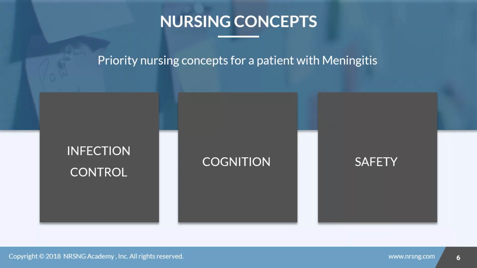So our priority nursing concepts for a patient with meningitis are infection control, cognition, and safety. We're going to give those antimicrobials, and we're going to prevent transmission. We're going to assess their LOC. And of course, we want to keep them safe. We're going to put them on seizure precautions and prevent them from injury. Make sure you check out the care plan attached to this lesson for detailed nursing interventions and rationales.